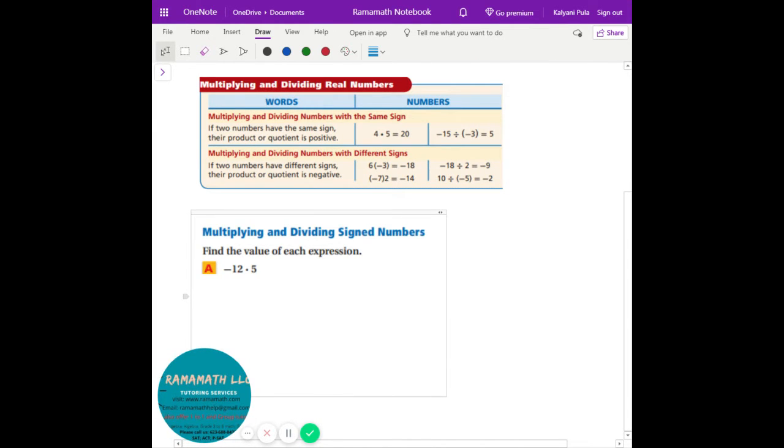Go ahead and try this one. Multiply and then divide the signed numbers. That's negative 60, because positive times negative is a negative, and then 12 times 5 gives you 60, so it's going to be negative 60. So a good practice is to multiply the signs first and then the numbers, so that we don't forget the sign, okay?